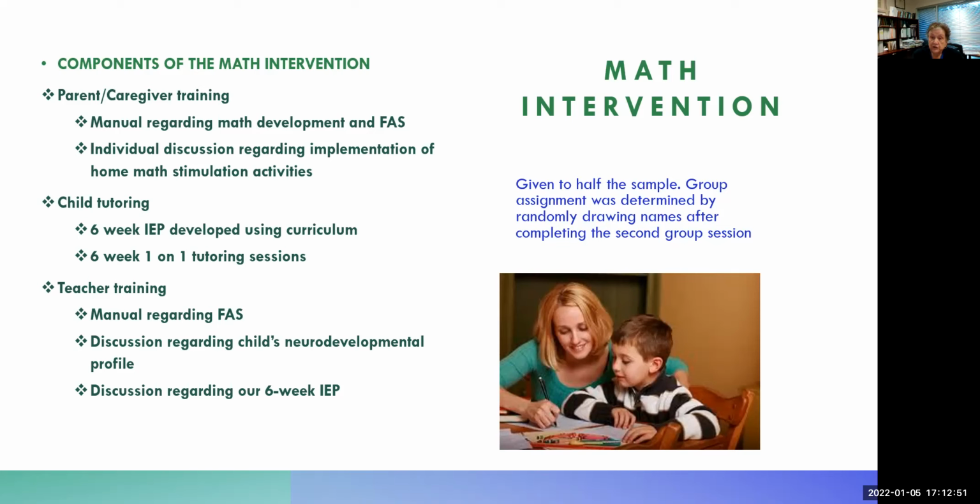There was also an element of teacher training in which the child's teacher received a manual about FAS, information about specific neurodevelopmental profile or deficits that were inherent in this particular child, and how our 6-week IEP supported program would in fact address these particular areas of deficit. In order to evaluate whether this was effective, we had a clinical trial in which half the sample was given these elements of the intervention and the other half was not.